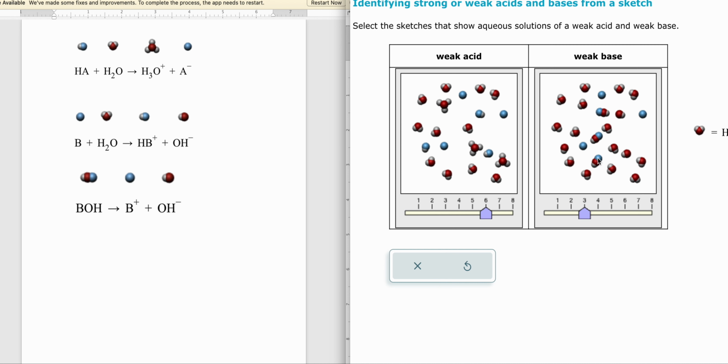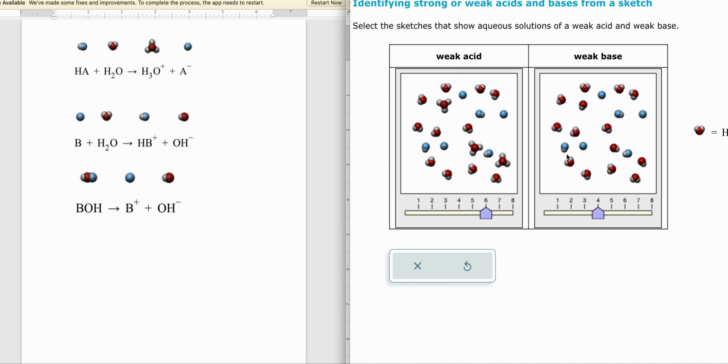So this actually looks like a hydroxide that is not fully dissociated. So this right here is likely going to be our weak base, because if all of these BOHs become B plus and OH minus, then it is a strong base. But if only some of the BOHs become B plus and OH minus, that's a weak base. And over here we have still some BOHs, but we also have some B pluses and OH minuses. So this is likely going to be our weak base.